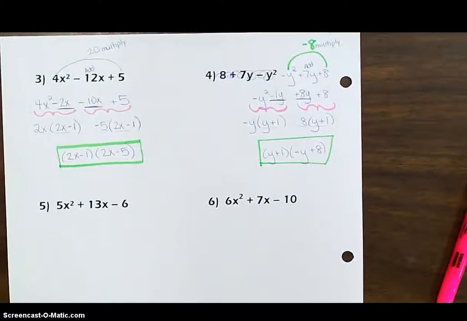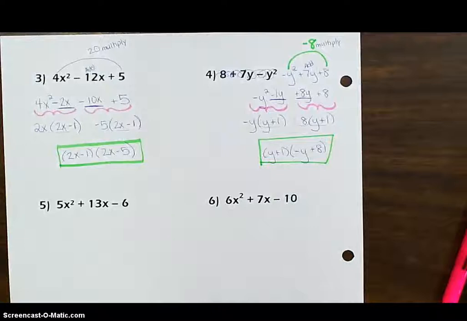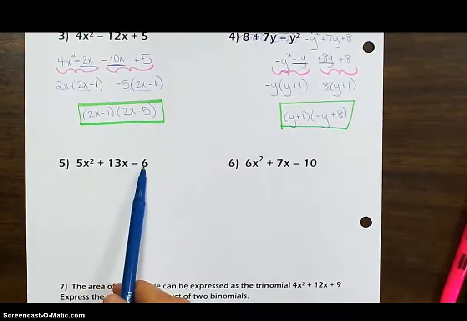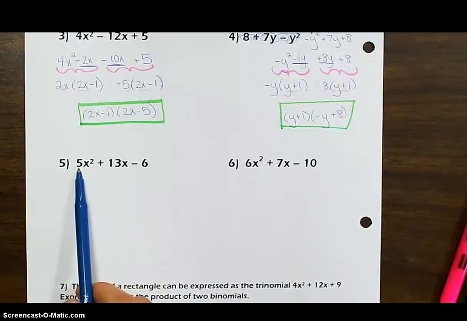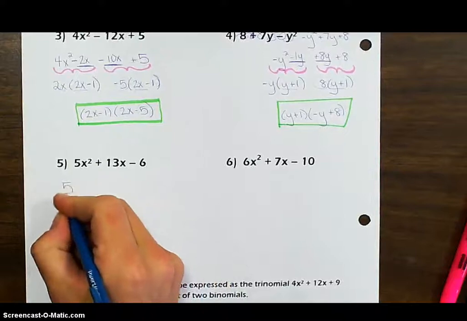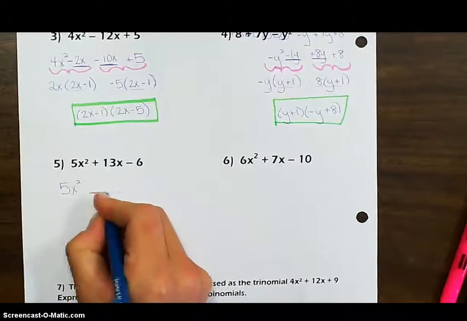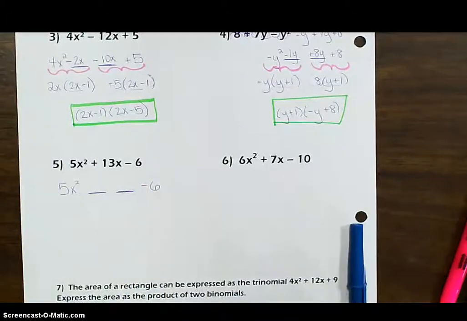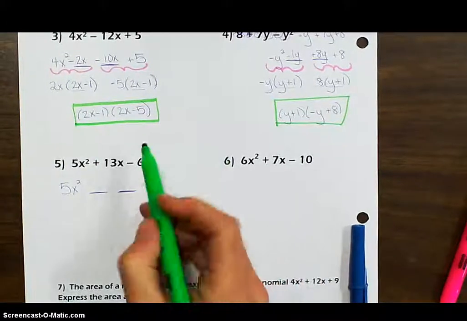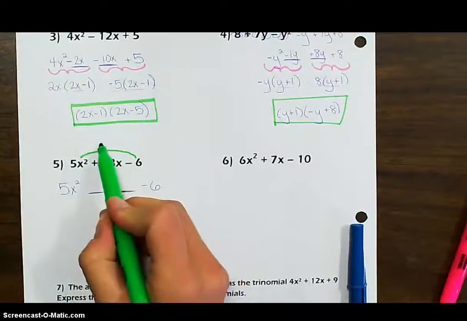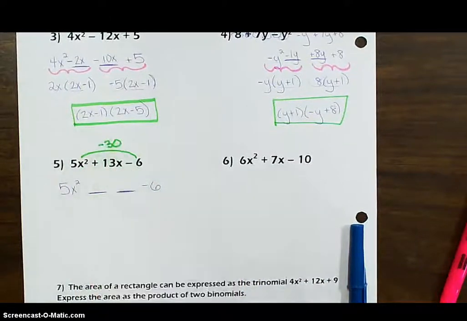Okay, let's go ahead. We're going to try just a few more. So let's take a look at number 5. Is it in standard form? Yes. Is the a value bigger than 1? Yes. That means we have to use factor by grouping. So let's write down 5x squared, blank, blank, minus 6. Now we're going to take the first term and the last term and multiply them together. So 5 times negative 6 is negative 30.